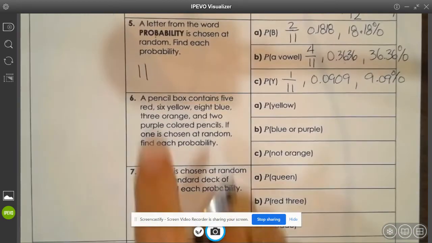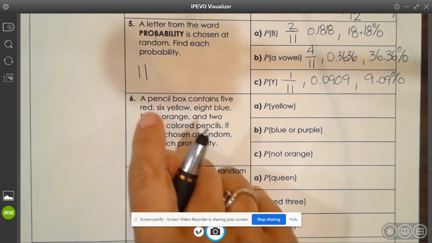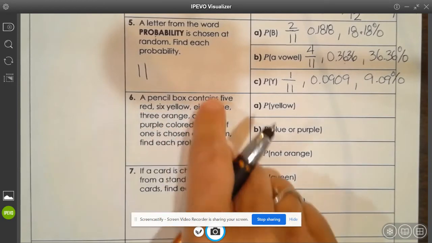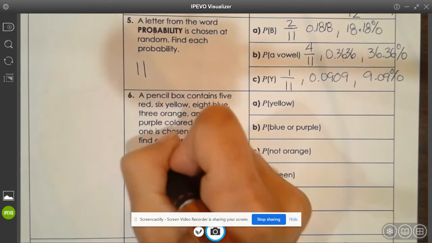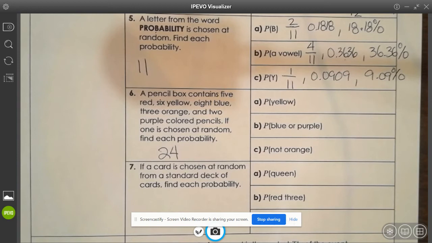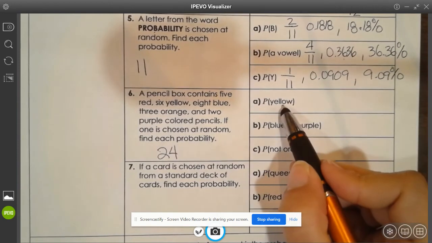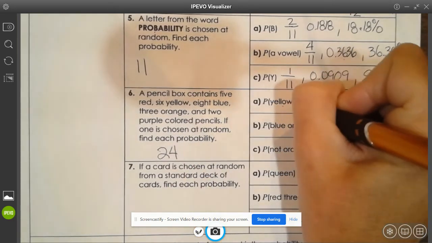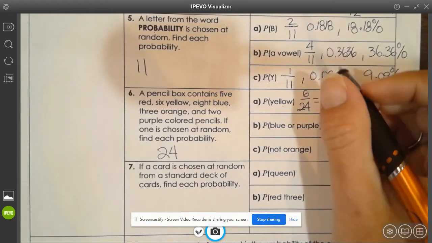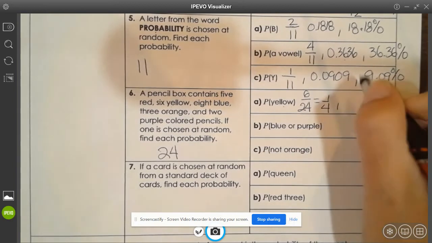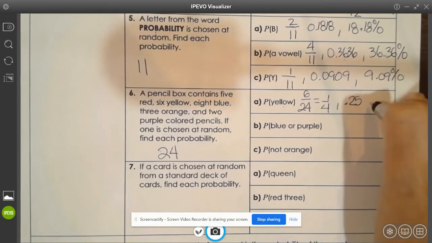Now, another pretty popular one is this one. A pencil box contains 5 red, 6 yellow, 8 blue, 3 orange, and 2 purples. The first thing that we have to do is add them all. Let's add them all. How many pencils are there? There are 24 pencils. And that's our denominator. All right. In the first question we have, what's the probability that you get a yellow? There are 6 yellow, right? 6 yellow. So that's 6 over 24. 6 goes into 24, 4 times, so that's 1 over 4. We switch that to a decimal, that's 0.25, and then it's 25%.